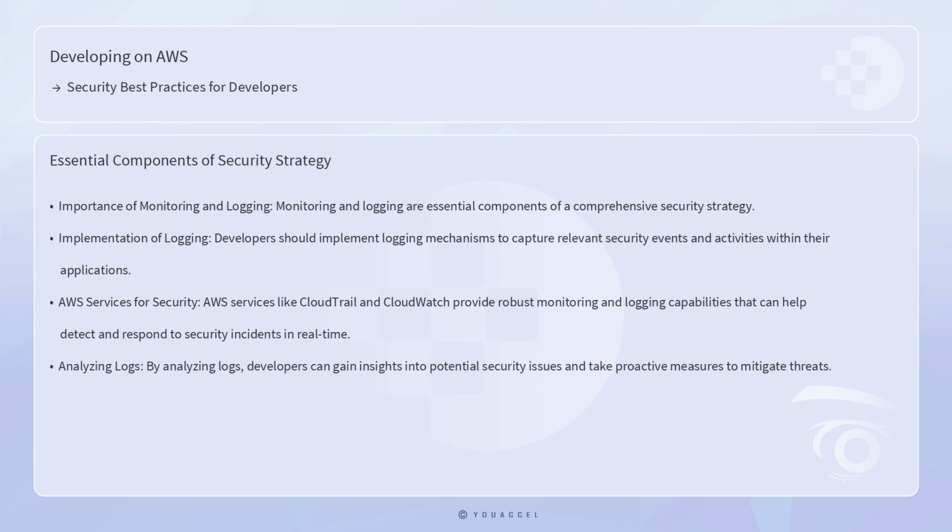Monitoring and logging are essential components of a comprehensive security strategy. Developers should implement logging mechanisms to capture relevant security events and activities within their applications. AWS services like CloudTrail and CloudWatch provide robust monitoring and logging capabilities that can help detect and respond to security incidents in real time. By analyzing logs, developers can gain insights into potential security issues and take proactive measures to mitigate threats.